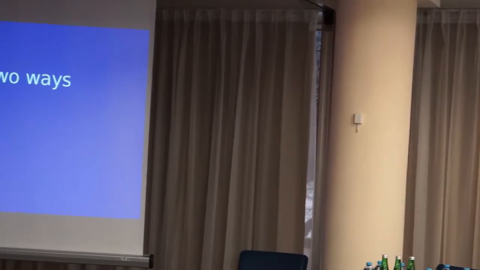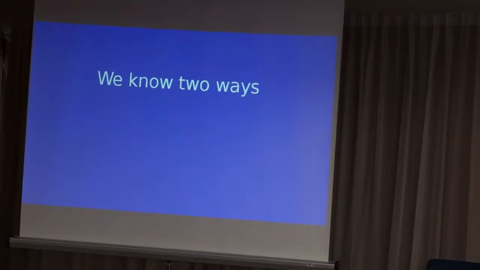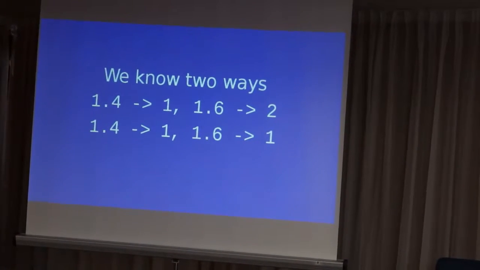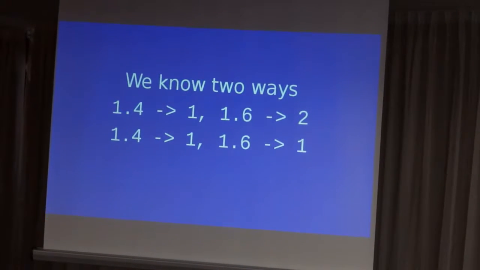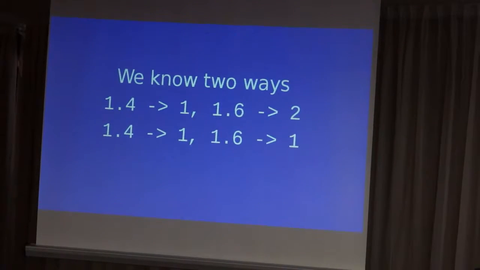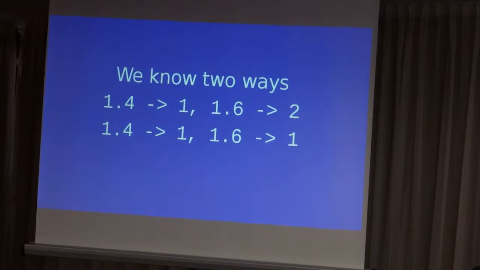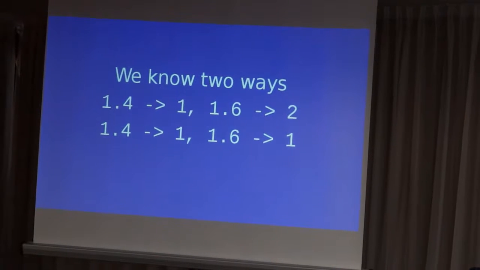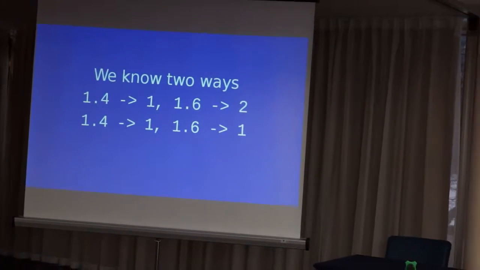So basically, we know two ways of rounding, yeah? We round 1.4 to 1 and 1.6 to 2, or we round both to 1. It's the truncating or the rounding. And we need this kind of rounding because either we have constraints that our processing doesn't allow the precision that we have, and so we have to reduce it somehow. And sometimes it's part of our business logic.